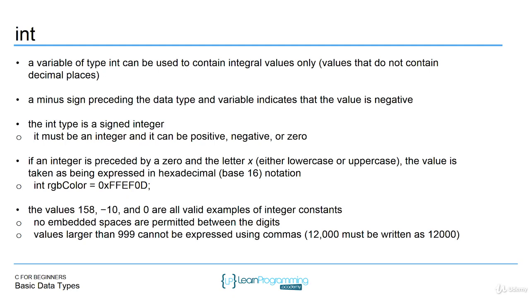And if you try to assign a value larger than 999, you can't use commas. So don't try to assign a value to a variable named x with 12 comma 000. You have to do 12,000.